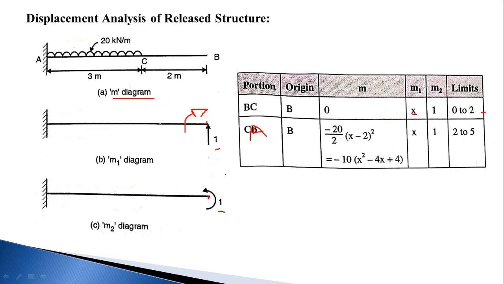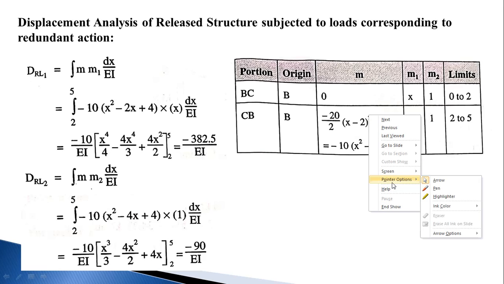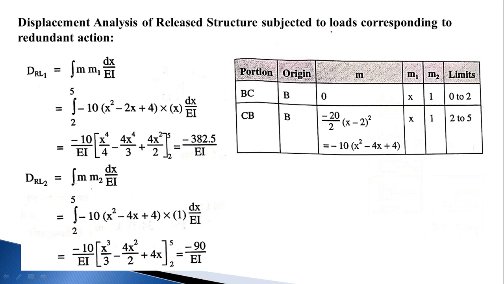And now the limits are C to B, meaning we measure from the origin B. From B, the distance of C is 2, and the distance of A is 5. So the limits are 2 to 5. Next, displacement analysis of the released structure subjected to loads corresponding to redundant action.